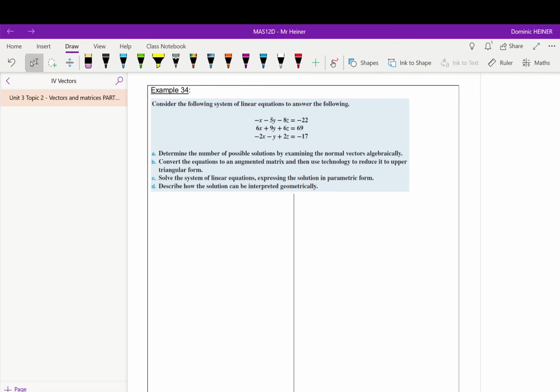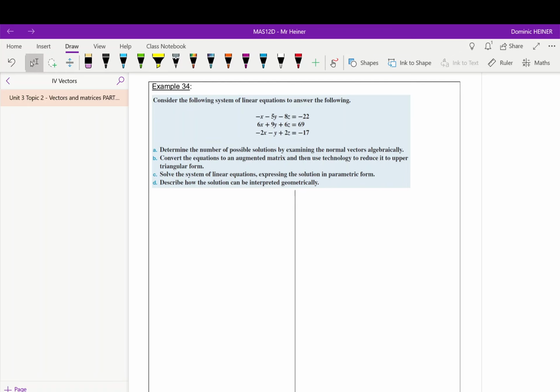Okay. For example 34, we've got a system of linear equations, and now we're asked to find the number of possible solutions by examining the normal vectors algebraically. So part A, again, we're looking at the normal vectors. N1 is going to equal -1i minus 5j minus 8k.